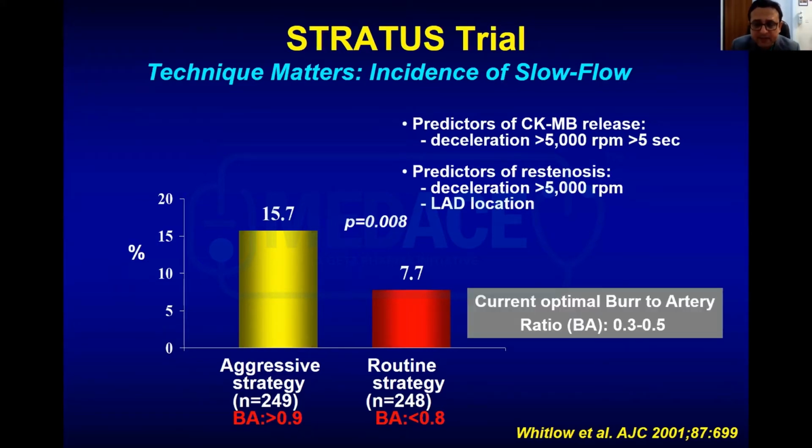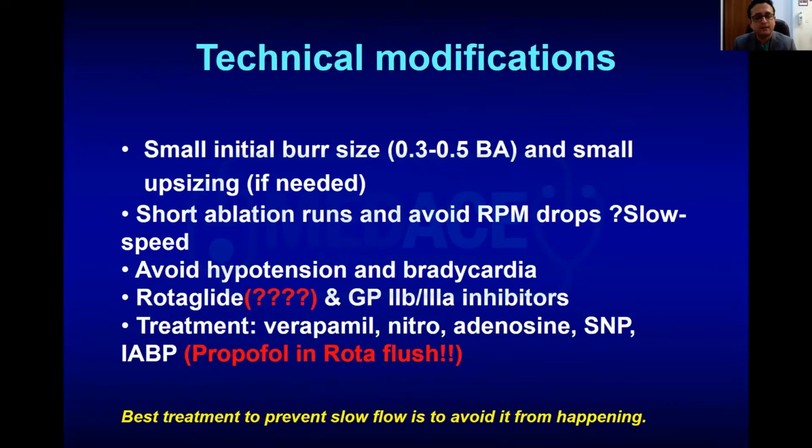So that's what we recommend, current burr to artery ratio of 0.3 to 0.5, and majority of the time it does this job. So how do you do it? That's what I would recommend: small initial burr sizing and small upsizing if you need it.